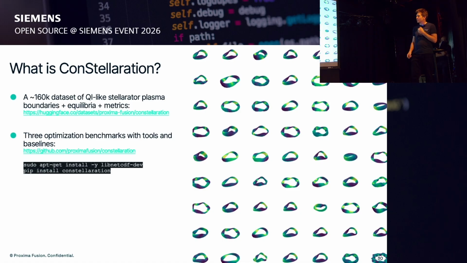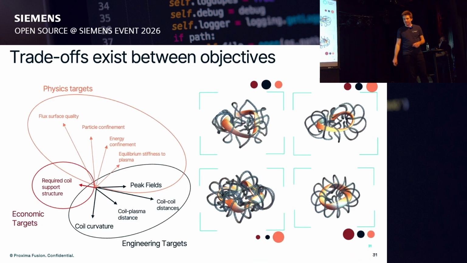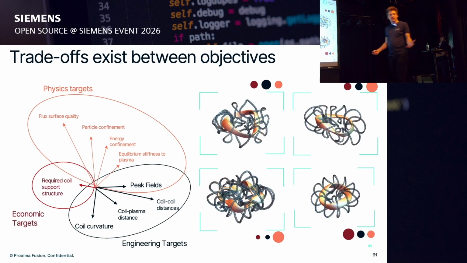There's 3 optimization benchmarks with the tools and the baseline results. And we have a public leaderboard on the challenge with Hugging Face where people are submitting their results and competing for fame, I think, mostly. And we also have a paper on arXiv that goes a little bit into more of the details of this challenge. Why do we need this even?